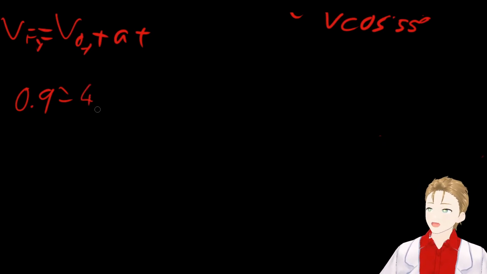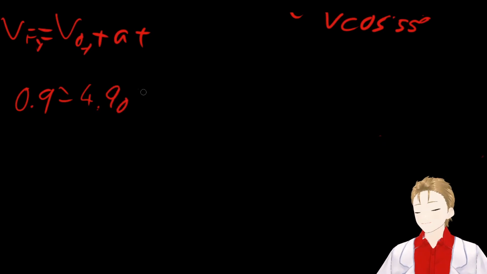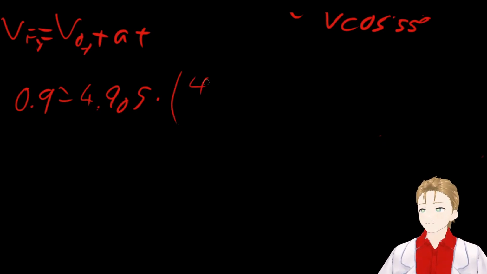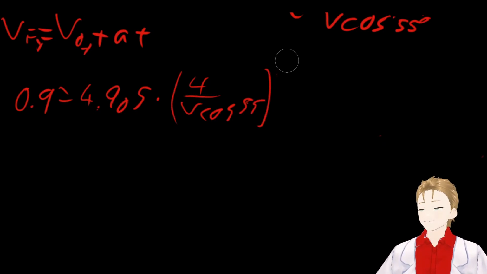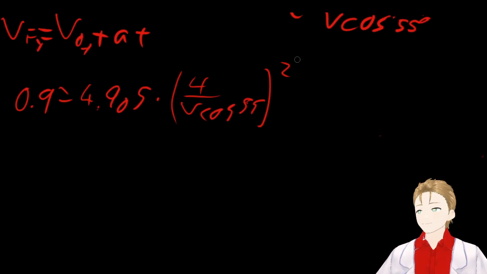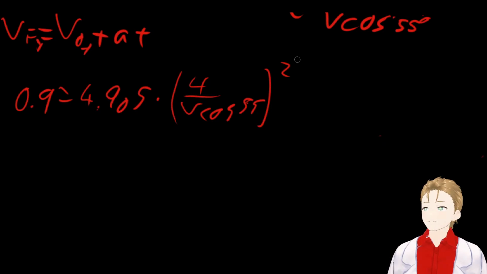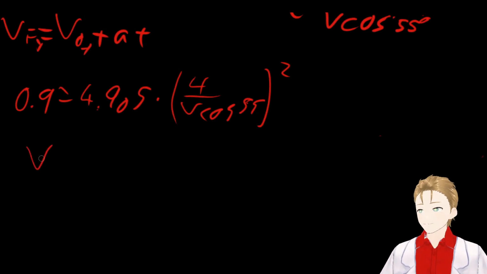Therefore, we have 4.905 times the 4 over 3 cosine of this squared. Completely different idea.